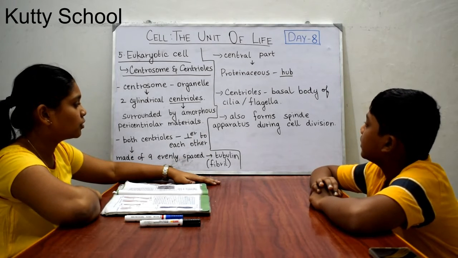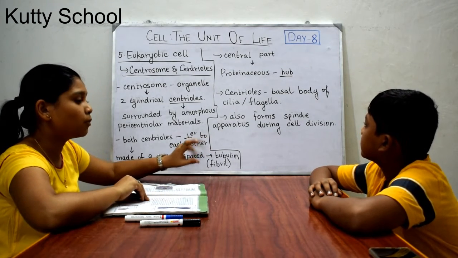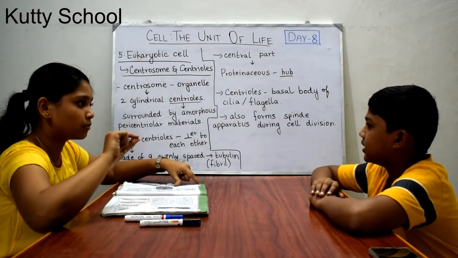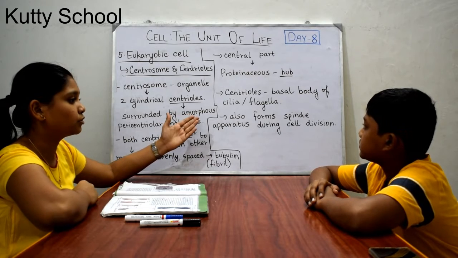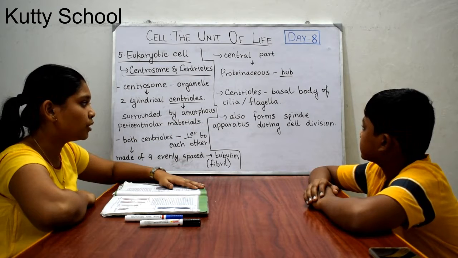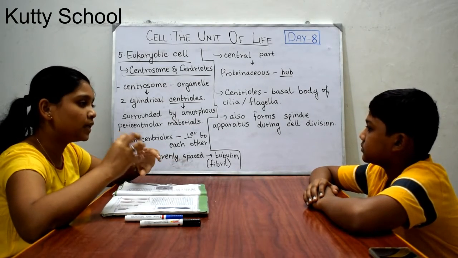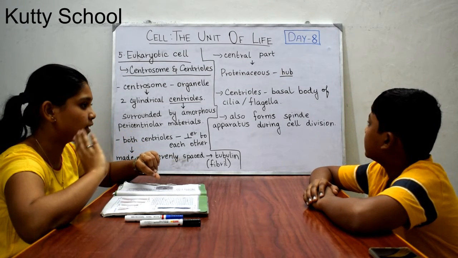These centrioles form the basal body of cilia and flagella. We have already studied that they arise from the basal body, and that basal body is the centriole. It also forms a spindle apparatus during cell division, which we will study in cell cycle and cell division.